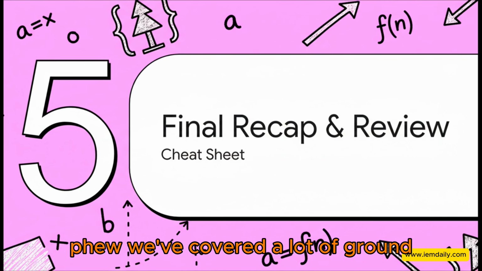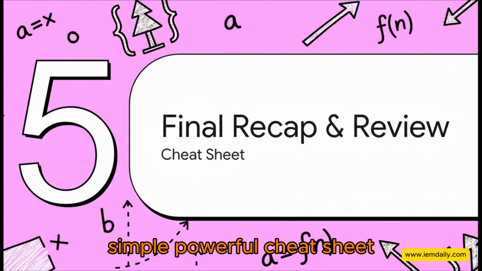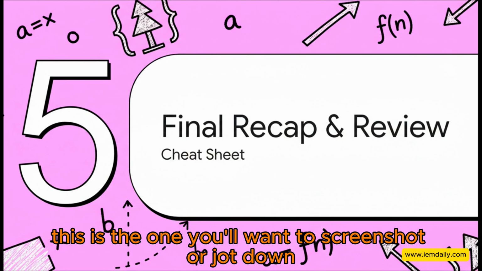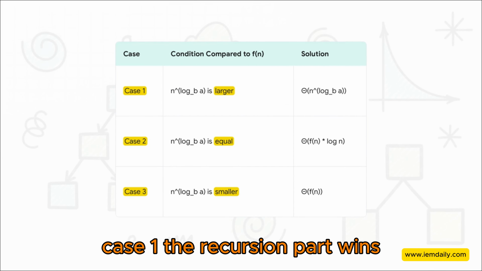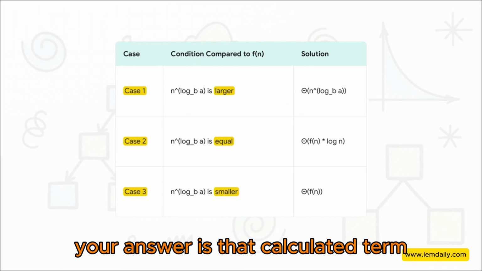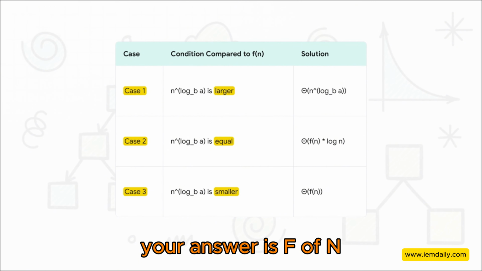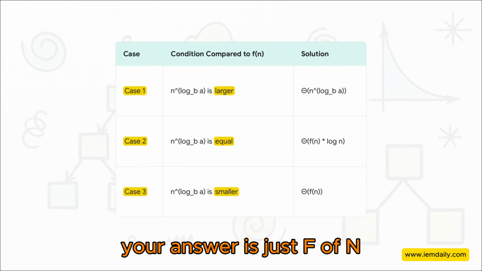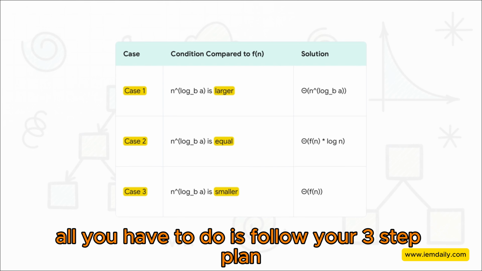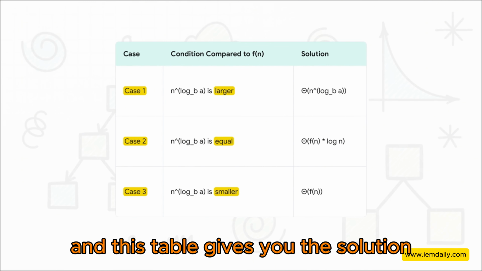Phew, we've covered a lot of ground, so let's take a second and boil all of this down into one simple, powerful cheat sheet. This is the one you'll want to screenshot or jot down. And here it is, the whole thing in a nutshell. Just remember it like this. Case 1, the recursion part wins. Your answer is that calculated term. Case 2, it's a tie. Your answer is f(n) with an extra log factor tacked on. Case 3, the function part wins. Your answer is just f(n). All you have to do is follow your 3-step plan, see which of these 3 scenarios you're in, and this table gives you the solution.